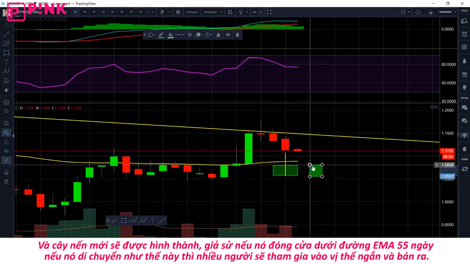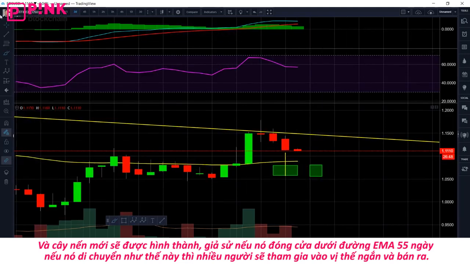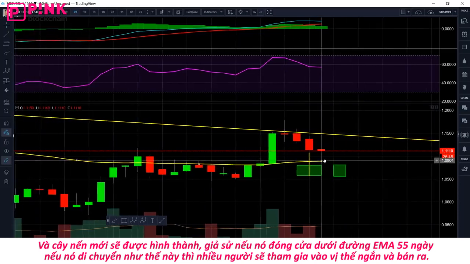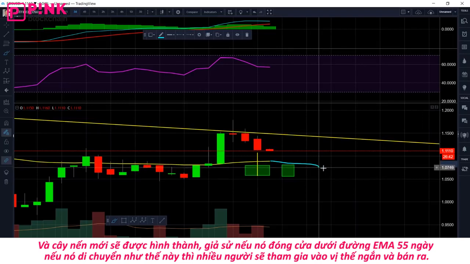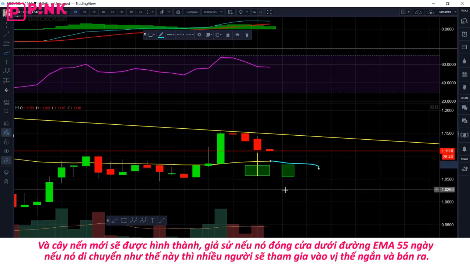if it closes successfully below this 55 EMA, right? Let's just assume it goes something like that. If it successfully closes below the 55 EMA, then trust me, a lot of people are going to rally into a short position and they'll be selling and just selling and selling.